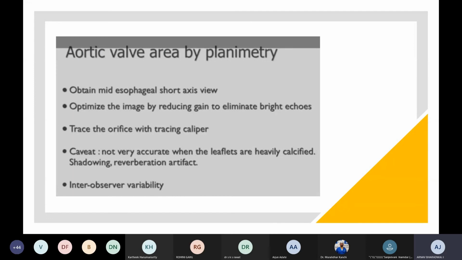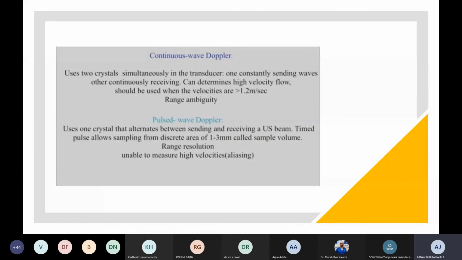So this is how we measure the aortic valve area by planimetry: obtain the mid-esophageal short axis view, optimize the image by reducing the gain and eliminating the bright echoes, and trace the orifice with the tracing caliper. The limitation is that it is not very accurate when leaflets are heavily calcified. You cannot see the margins, and inter-observer variability is there. And a few words about continuous wave Doppler and pulse wave Doppler. Continuous wave Doppler is used to measure high velocity flows, whereas pulse wave Doppler is used to measure low velocity flows.